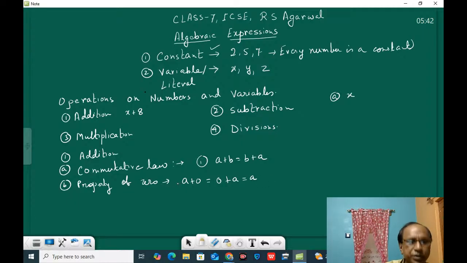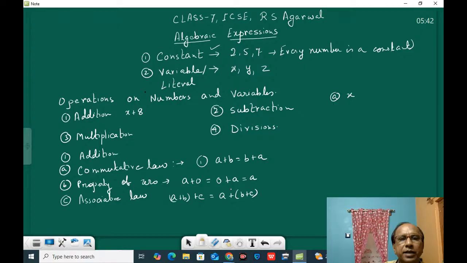And the third one is associative law. These three laws you have to know: commutative law, a plus b equal to b plus a; property of 0, a plus 0 equal to 0 plus a equal to a; and associative law, a plus b in brackets plus c is equal to a plus, in brackets, b plus c. All will be equal. That is associative law.